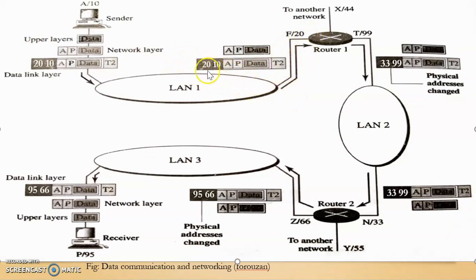Now there will be many devices connected, but the frame will be discarded by every device except for router 1 because the destination MAC address mentioned in the frame matches with the MAC address of router 1. So the data link layer will remove the headers and the trailers and pass the data to the network layer. Now at the network layer, the IP addresses will be checked. So router 1 will check that the IP address of the destination is P, whereas its own IP address is F.